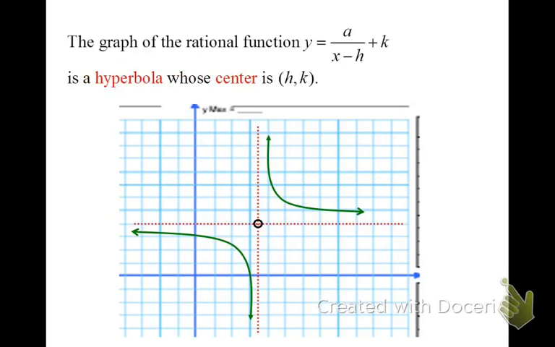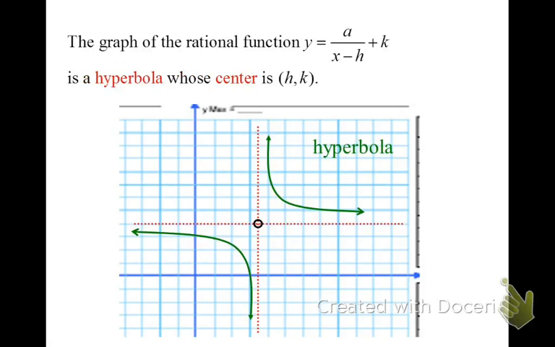So the first thing to understand is the form. Every rational function that we're going to do in Algebra 1 is going to have this form: y equals a over x minus h, plus k. This is going to be the graph of a hyperbola. And the hyperbola is going to have a center of (h, k).